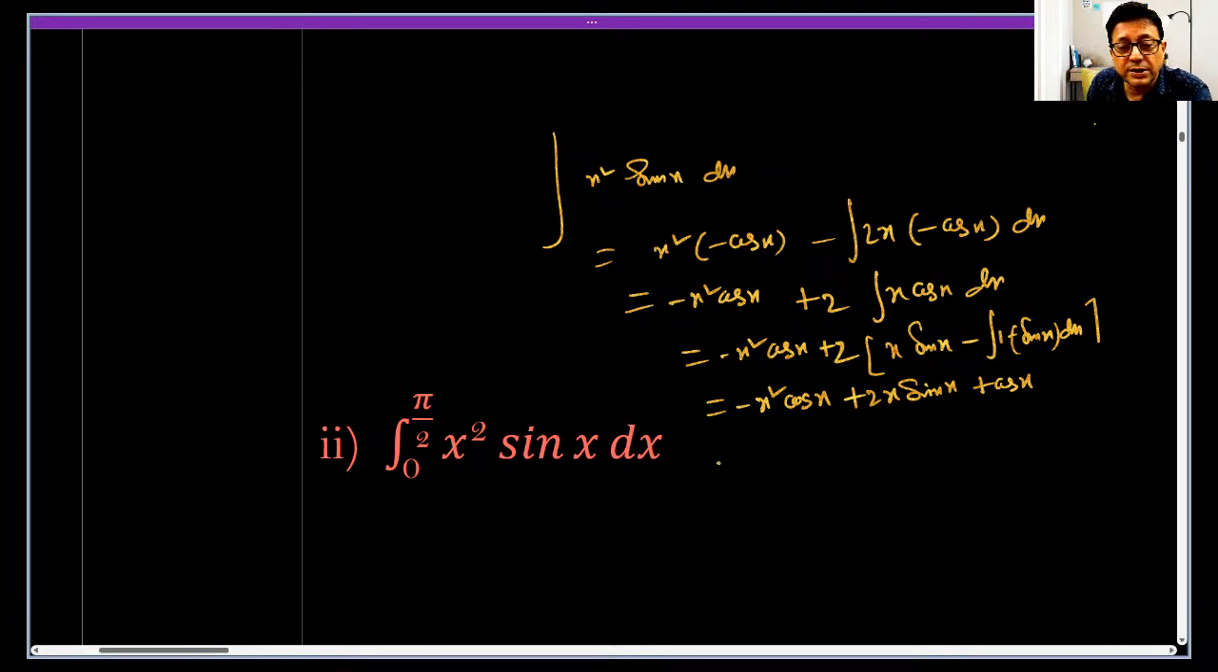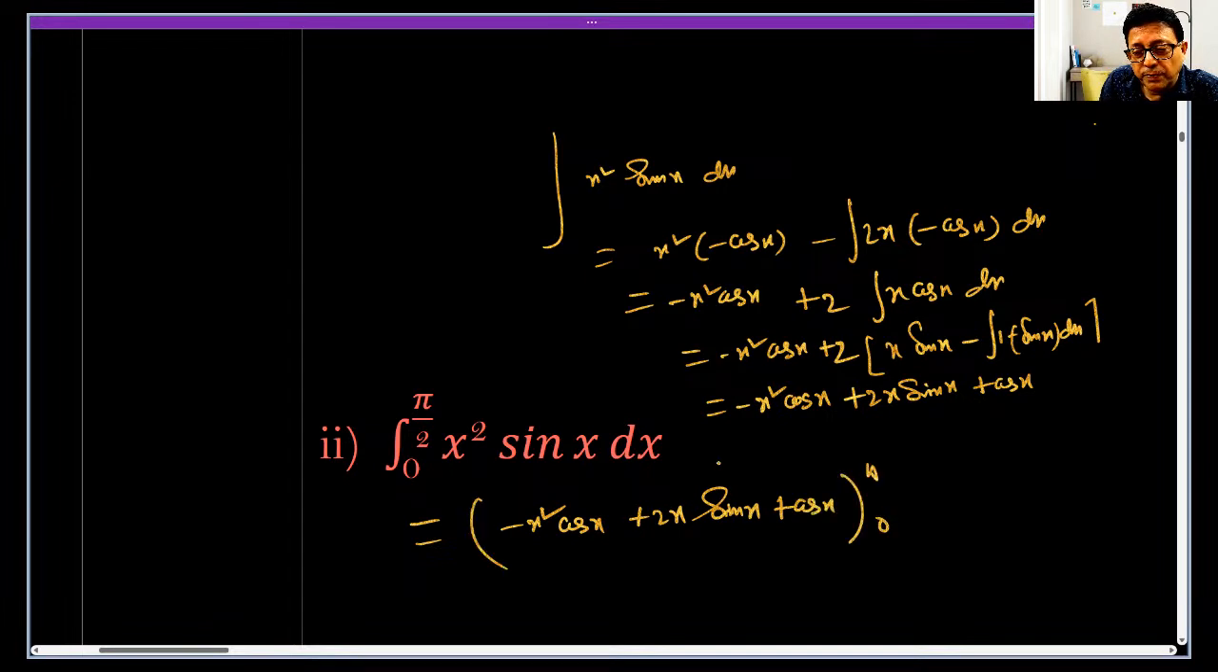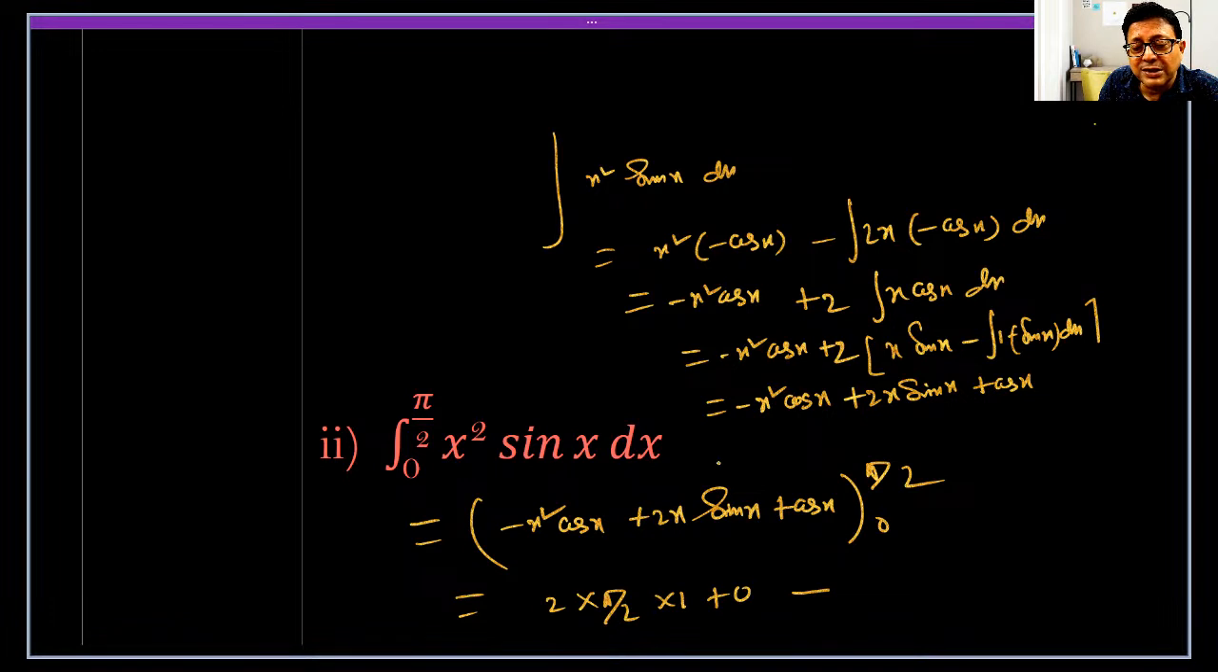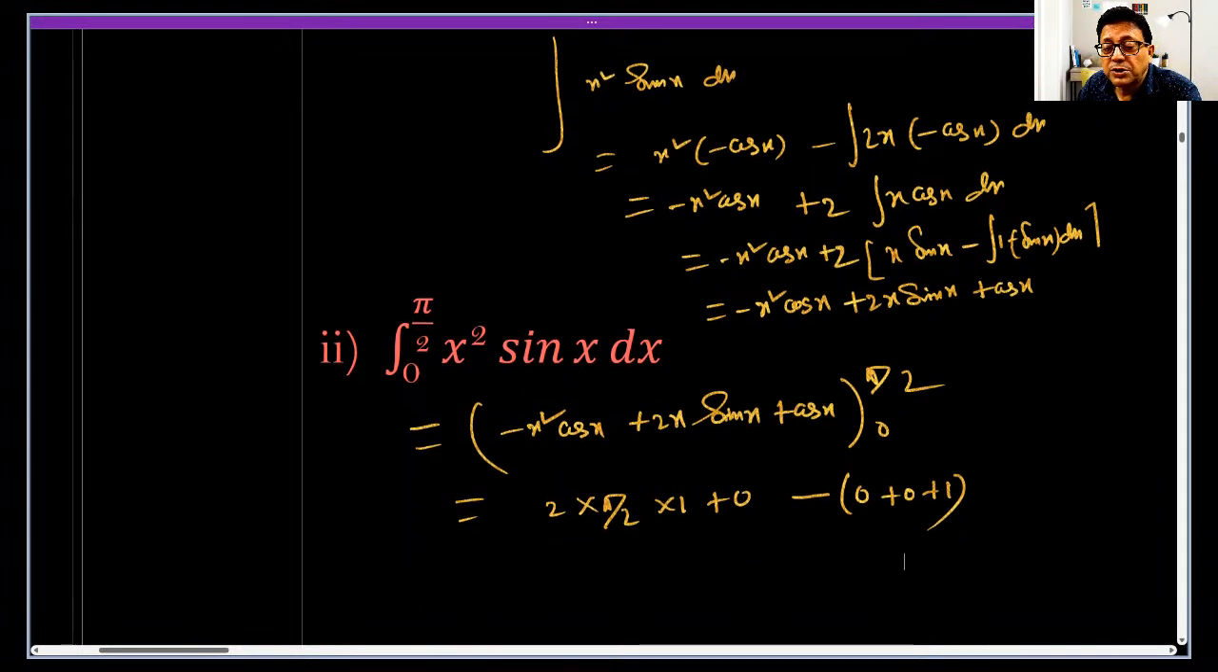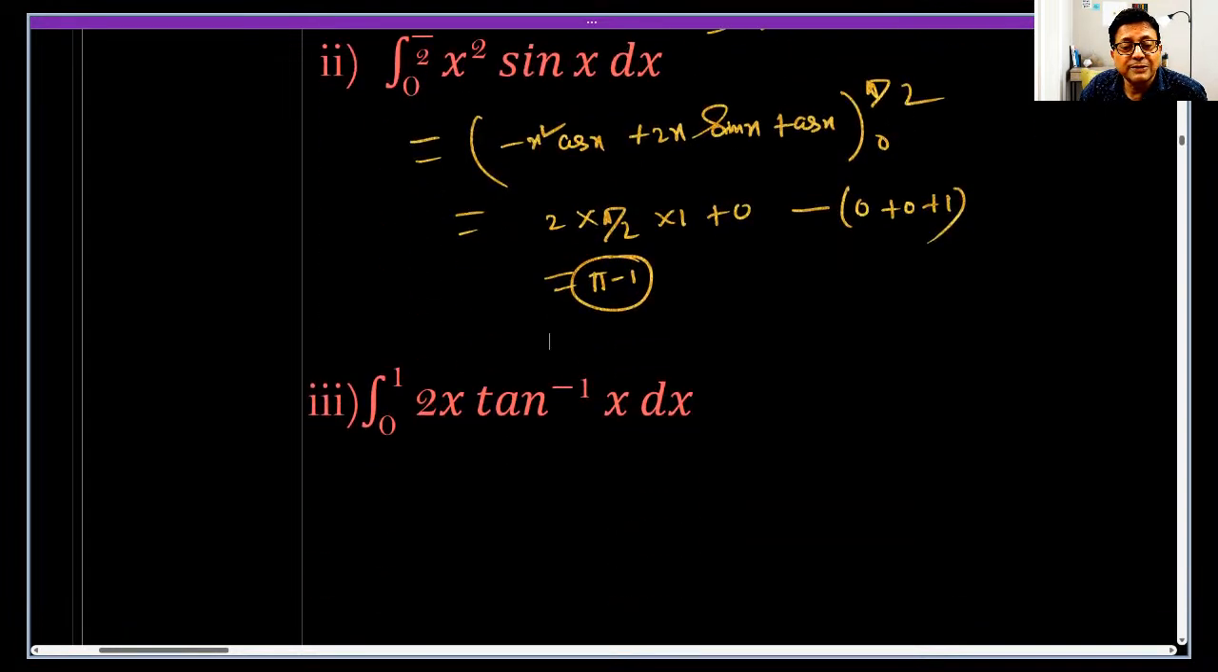Okay, don't put plus c over there. So you just substitute there, plus, then 0 to pi by 2. So if you put pi by 2 here, it will be 0. Sin pi by 2 is 1 plus 0 again, minus put x equal to 0. Clear? Because cos 0 is 1, so answer is pi minus 1. Okay? Just ordinary integration, then upper limit minus lower limit.